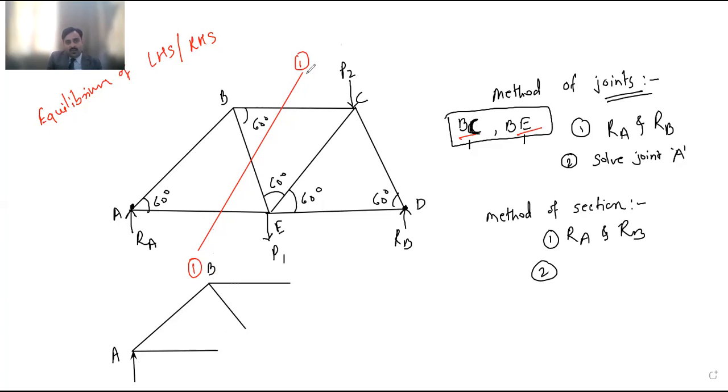Now see this member BC, it is cut by the section line. We don't know the force in member BC. We don't know the nature of the force in the member BC. So what will we assume? It is tensile. So I will show here the arrow like this, tensile, and I will write here FBC. This is the force in member BC. Similarly, this section line is cutting over here at this point for this member BE. So this is my member BE. I don't know the force, so I will show tensile and I will write FBE. Similarly, the section line continues below and it will cut the member AE near about here. So here I will say this is the force in member AE.